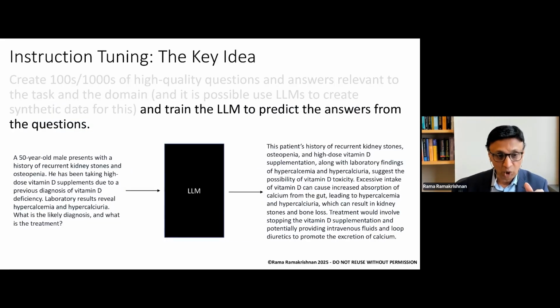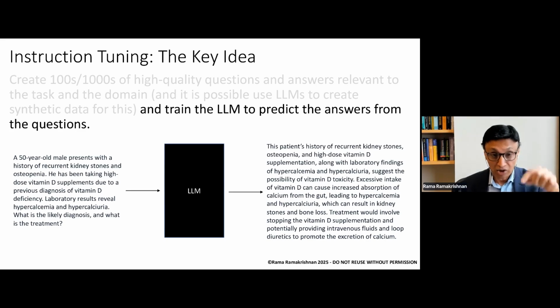We give the LLM the question, and then we ask it to predict the answer. This is very similar to training the LLM as we saw earlier. We give it "the cat sat on the" and ask it to predict "mat." "Elementary, my dear", ask it to predict "Watson." It's the same exact kind of process, right? That's what we are doing here.